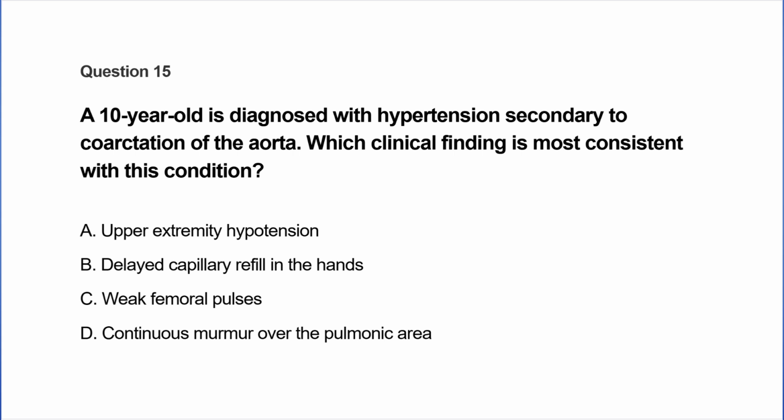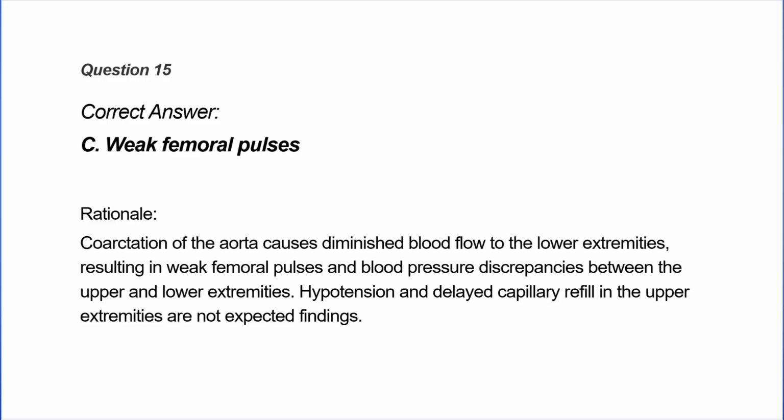Question 15. A 10-year-old is diagnosed with hypertension secondary to coarctation of the aorta. Which clinical finding is most consistent with this condition? A. Upper extremity hypotension. B. Delayed capillary refill in the hands. C. Weak femoral pulses. D. Continuous murmur over the pulmonic area. Answer: C. Weak femoral pulses.